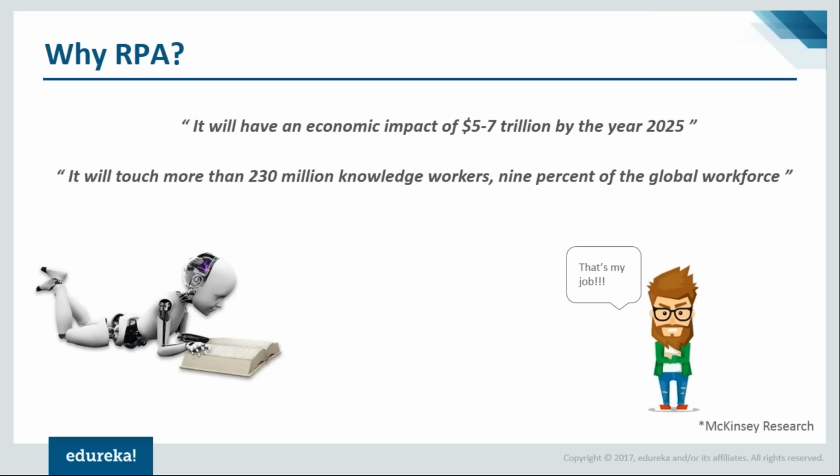All right, so don't get scared with this line because it says it will touch the jobs of 230 million workers. What that basically means is that whatever tasks you are doing today, maybe you will not be able to do them tomorrow. Tomorrow you might be doing a different job, or a different set of tasks will be expected from your job, right? So this is what is meant by touching more than 230 million knowledge workers. That is basically 9% of the global working population, right?